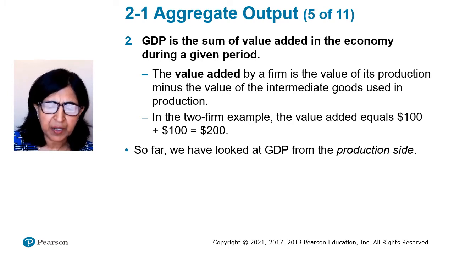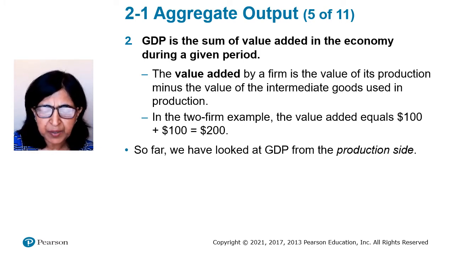The car company, however, uses steel as an intermediate good. Thus, the value added by the car company is equal to the value of the cars it produces, revenue from sales, minus the value of the steel it uses in production. $200 minus $100 equals $100. Total value added in the economy, or GDP, equals $100 plus $100 equals $200. So far, we have looked at GDP from the production side.